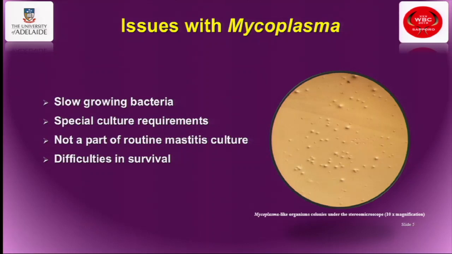Mycoplasma species are fastidious, slow-growing organisms, and it can take up to 15 days to obtain the culture results. In addition to that, special culture requirements are needed to kill and inhibit all the gram-positive and gram-negative bacteria. As a result, mycoplasma is usually a missing component from routine mastitis screening. And finally, the difficulties in survivability of these bacteria should also be considered.